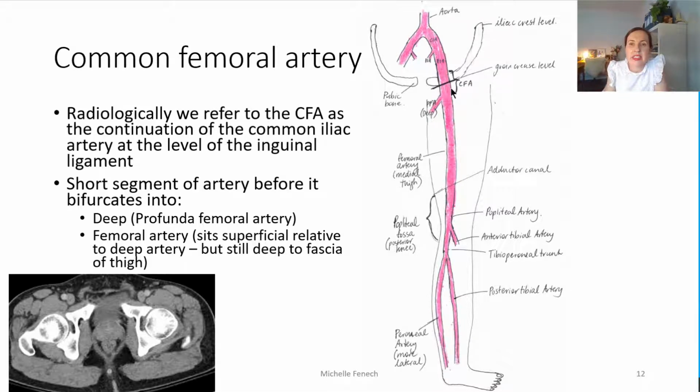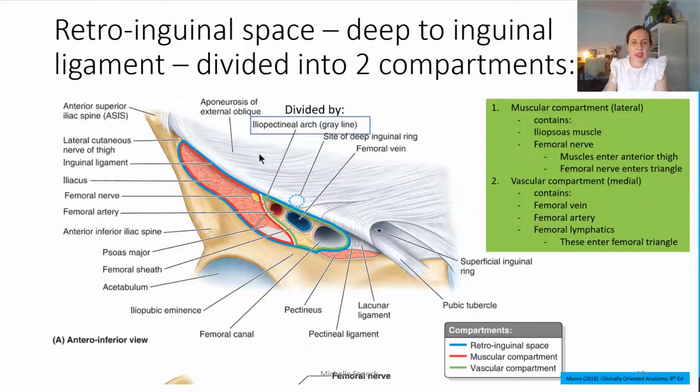So where are we? This is the region of our common femoral artery. Our inguinal ligament would have run through here, and it extends from our inguinal ligament down to where it's going to bifurcate into a deep or profunda femoral artery, and just our femoral artery here. This is a cross-section at the inguinal ligament, so we're just a bit inferior to it, so we would probably call this our common femoral vein and our common femoral artery here.